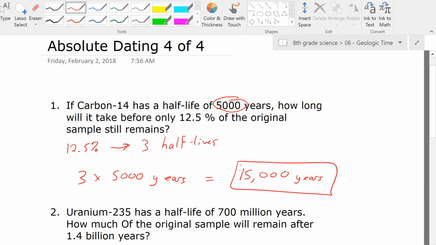So after 5,000 years, we'd be down to 50%. After another 5,000 years, so 10,000 altogether, we'd be at 25%. And then another 5,000 years, we'd be down to 12.5%.